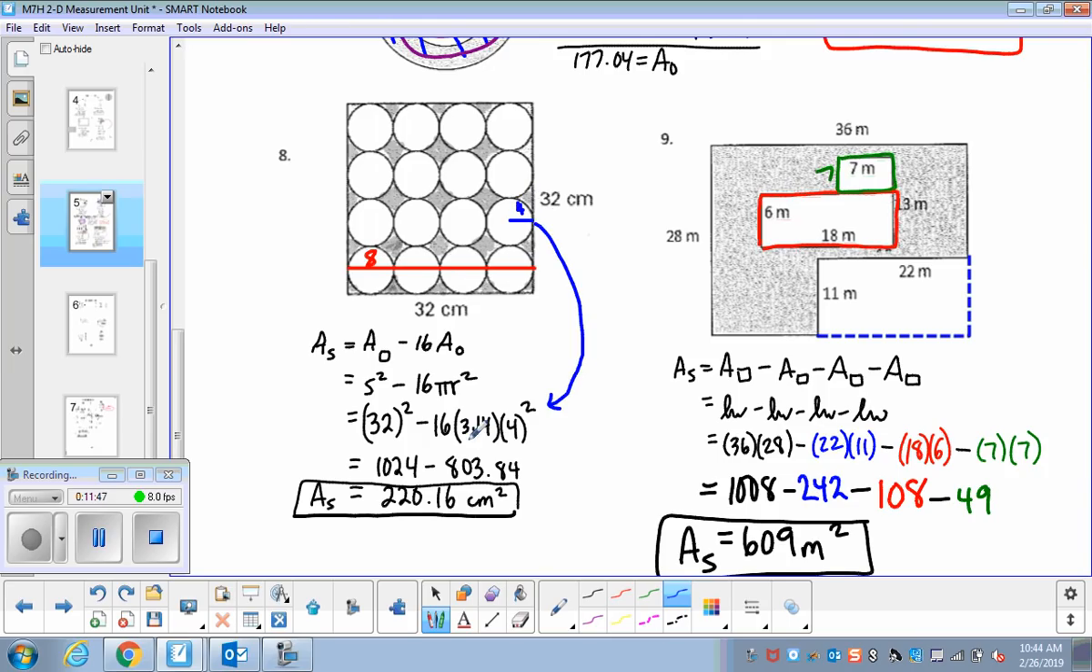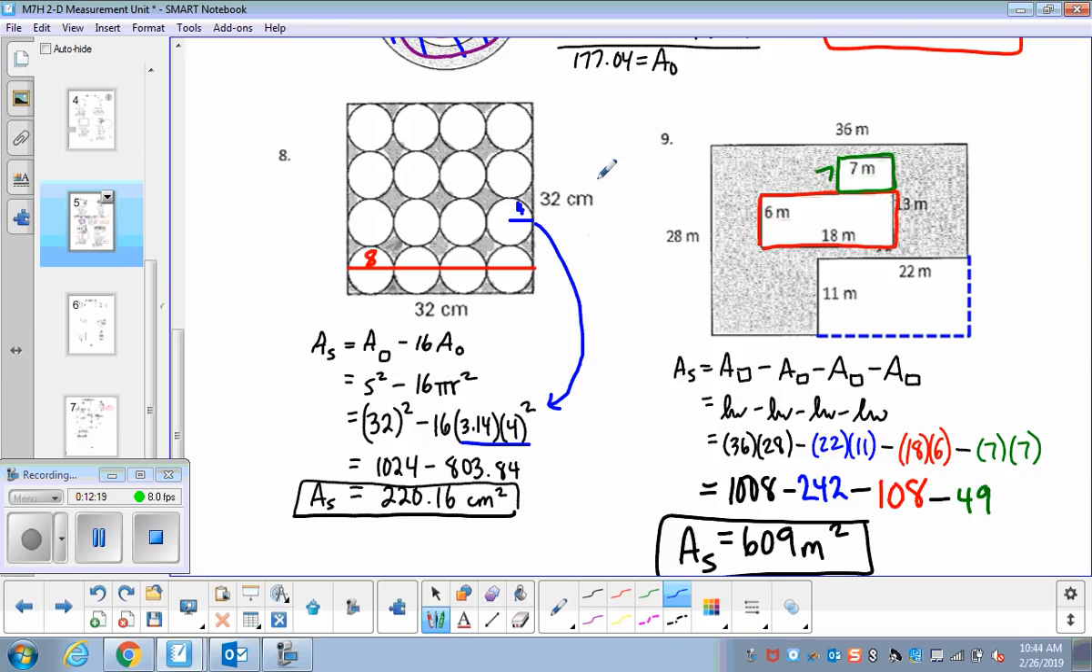So down here, the area of one of the circles is pi r squared, 3.14 times 4 squared. But I'm multiplying it by 16 because there are 16 of these little circles. So the 16 circles, their area is 803.84. When we subtract that from the 1024, we get 220.16 square centimeters for the little leftover shaded stuff in the background.